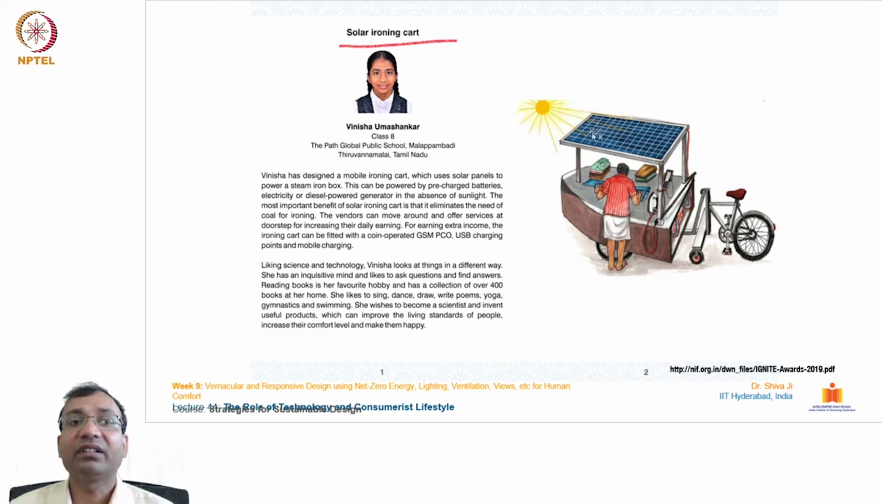Usually we have seen such vans or carts which utilize electricity. For that they have to be stationed at one place and draw some power, or they use majorly coal-based heating in their irons. So this is, I think, the winner of this challenge in the year 2019.